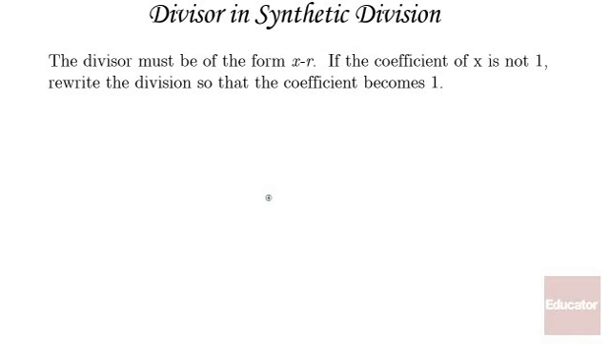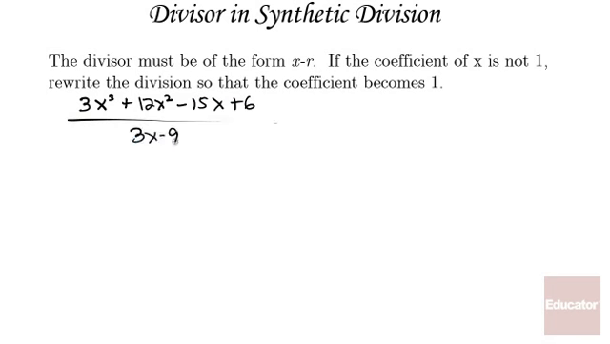Okay, as I mentioned, the divisor must be in the form x minus r. If the coefficient of x is not 1, you need to rewrite it so that the coefficient is 1 in order to use this method. For example, if I was given 3x cubed plus 12x squared minus 15x plus 6 divided by 3x minus 9, I can see that this coefficient is not 1. In order to make it 1, I need to divide each term in both the dividend and the divisor by this coefficient.